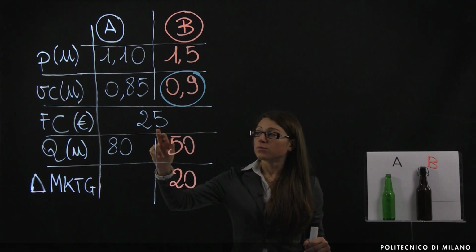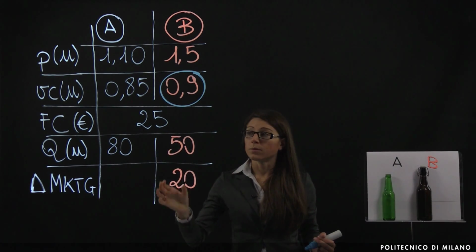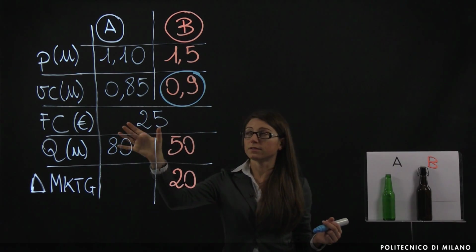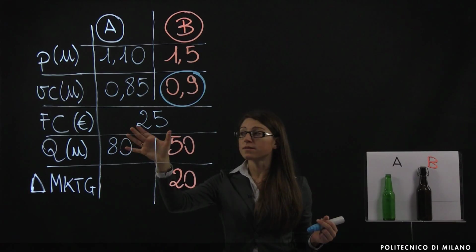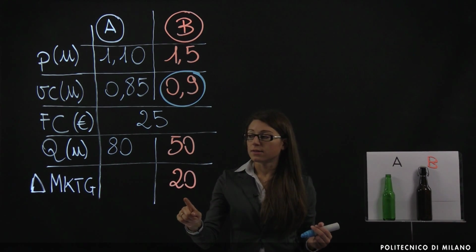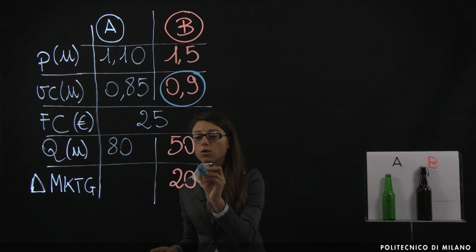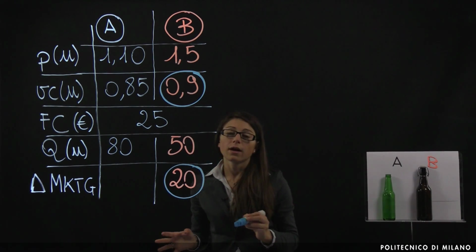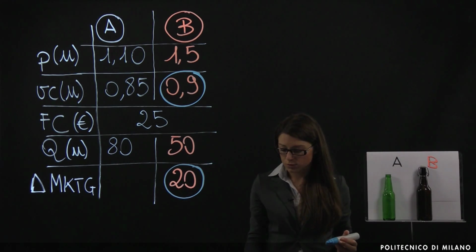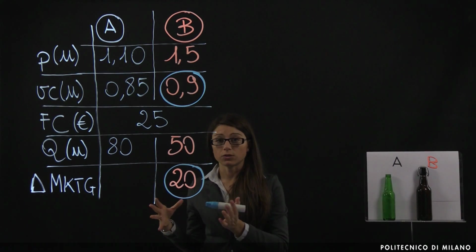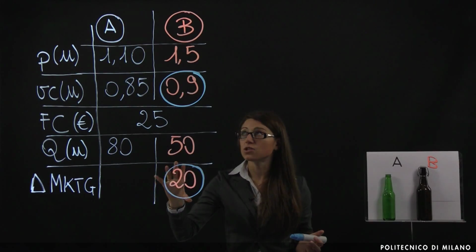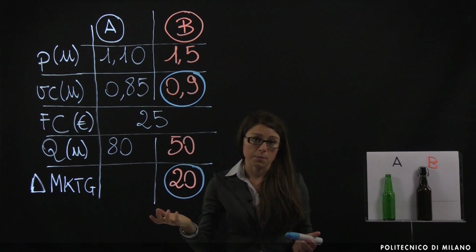Do we have the same problem for the fixed cost? The answer is no, because whether the company is realizing beer type A plus beer type B or beer type A only, the company will always have these 25 euros of fixed cost. This is not the case instead for the marketing cost, because the marketing cost is something that the company is paying for only in the moment in which beer type B is launched on the market. So basically the relevant costs, those costs that are influenced by the decision, are the unitary variable cost and the additional marketing effort for the marketing campaign.